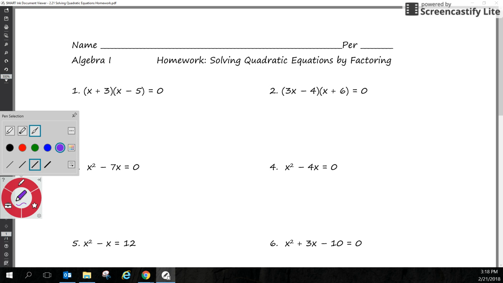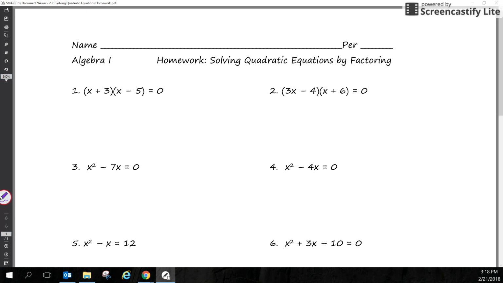Starting with number 1. So remember, your first step when you're solving by factoring is set it equal to 0. That's already done for us. Second step is to factor it. That again is already done for us. Third, we're going to set each of our factors equal to 0.